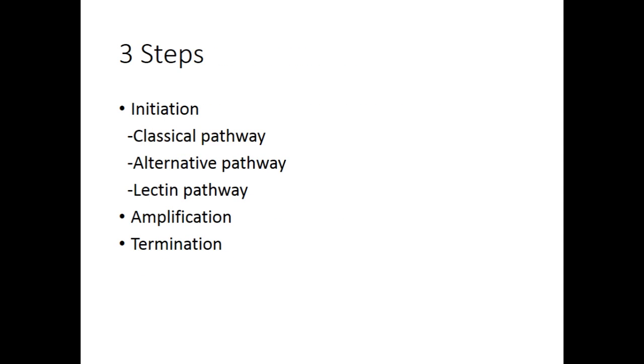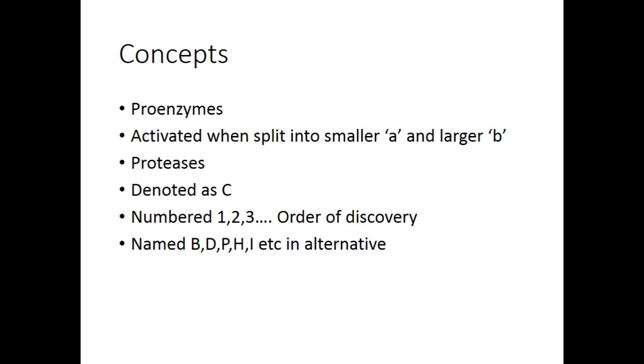Now, in a complement pathway, there are three steps basically: initiation, amplification, and termination. Amplification is mainly done by the alternative pathway, and termination is when a membrane attack complex forms and the cell gets lysed by that. Based on the initiation, we can divide the system into the classical pathway, alternative pathway, and lectin pathway. Now we'll go on to the concepts, some concepts that we have to know before going into the topic.